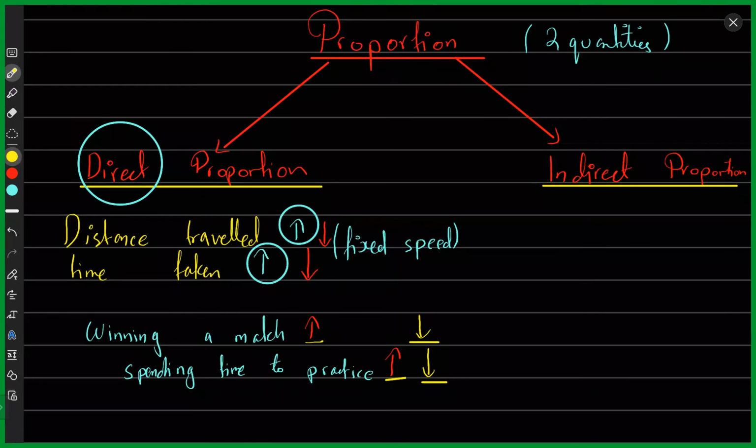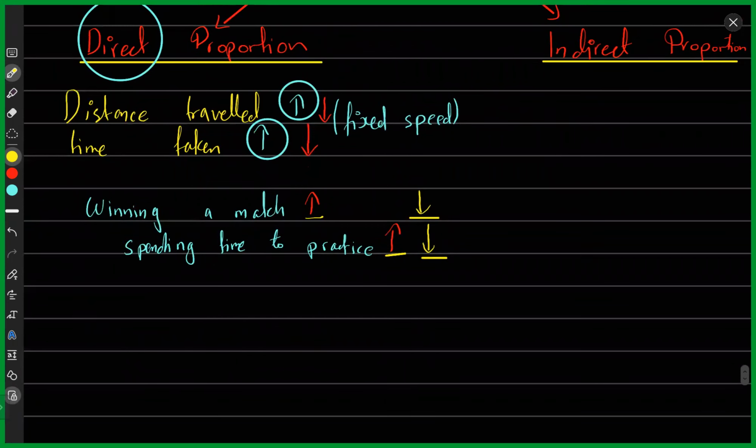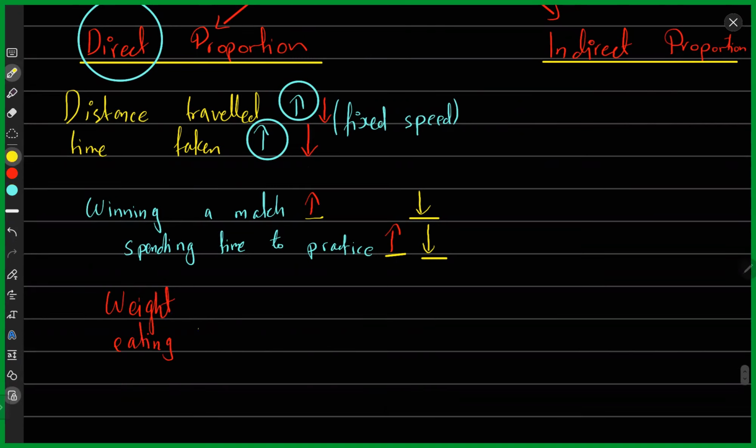Another example. Weight and eating. For example, if I eat more, I will gain more weight. And if I eat less, I would gain less weight. So what is happening over here? When I am increasing one quantity, the other quantity is increasing. When I'm decreasing the first quantity, the other is also decreasing. This is basically direct proportion.